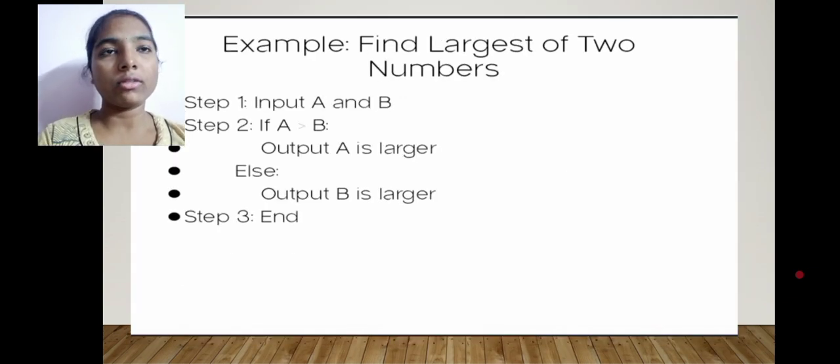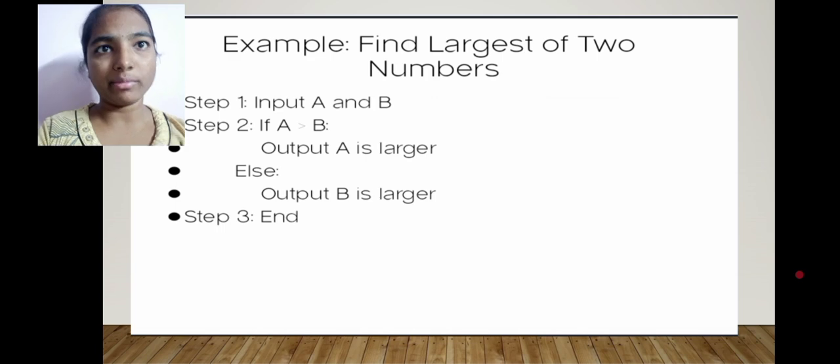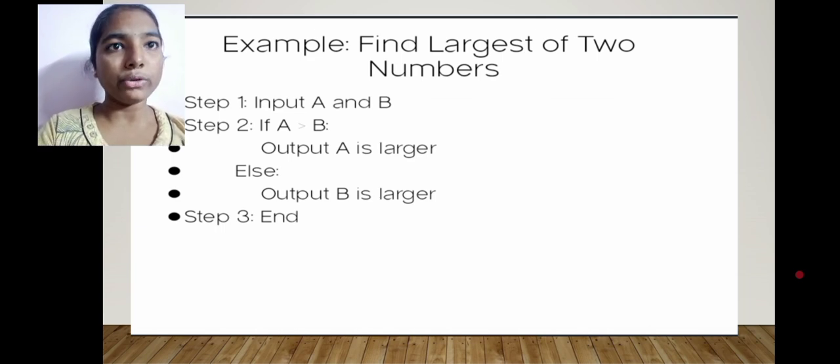What is an example of a selection algorithm? Find the largest of two numbers. Step 1, input A and B. Step 2, if A is greater than B, output A is larger, else output B is larger. Next, end. See, here we use if condition or else.